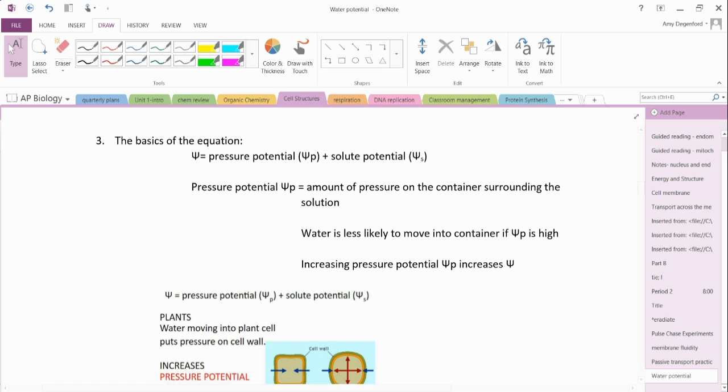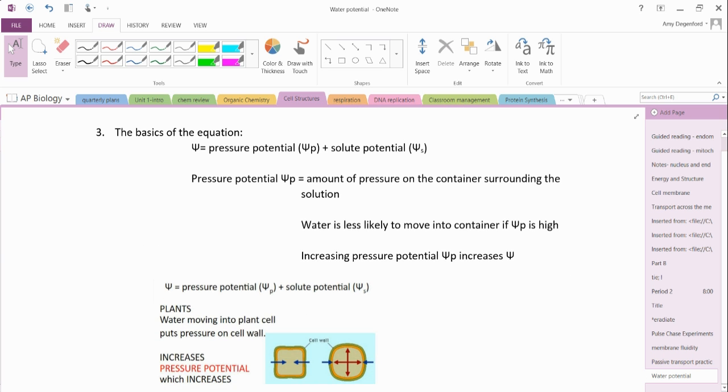Now, how do we figure this out? The equation for water potential is water potential, which is psi, equals pressure potential, psi with subscript P, and solute potential, psi with subscript S. So let's talk about pressure potential first. Pressure potential is the amount of pressure on the container surrounding the solution.